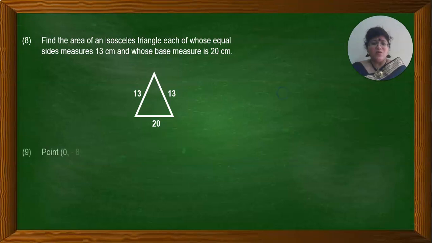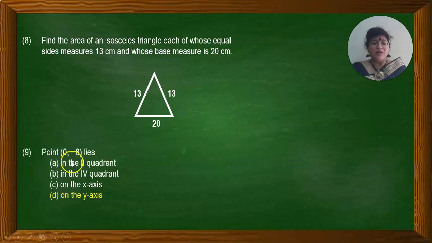Okay. Coordinate geometry. Point (0, minus 8), where does it lie? It will lie on the y-axis, because if the x coordinate is 0, it lies on the y-axis, and if the y coordinate is 0, it lies on the x-axis.